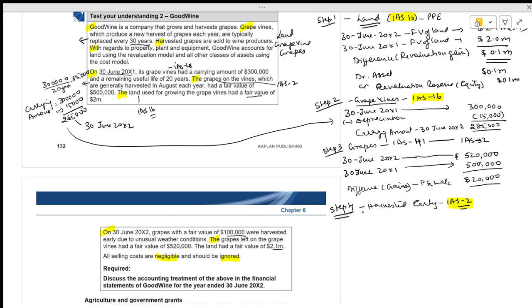Unusual harvest condition. How much is the fair value? 100,000. Is it right? It is also a gain, which has to be treated in the profit and loss account. This is the way it has to be. Anything else they have mentioned? They say that the grapes left from the grapevine have a fair value of 520. Is it clear?